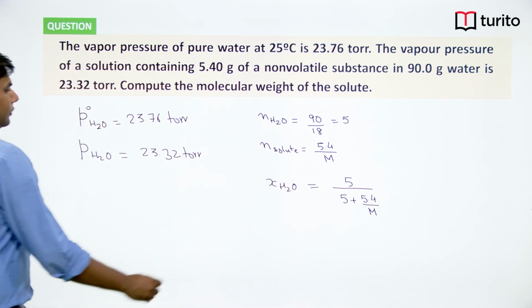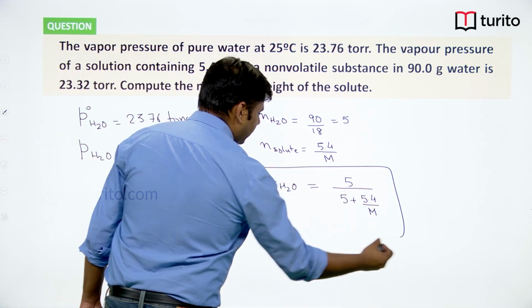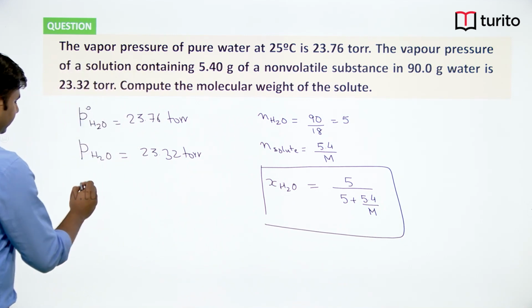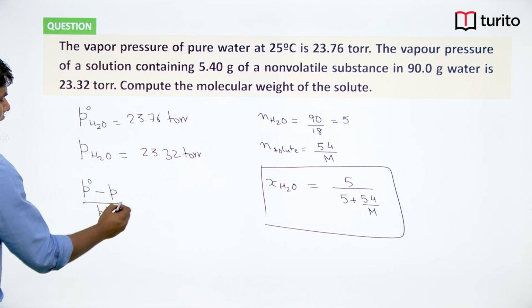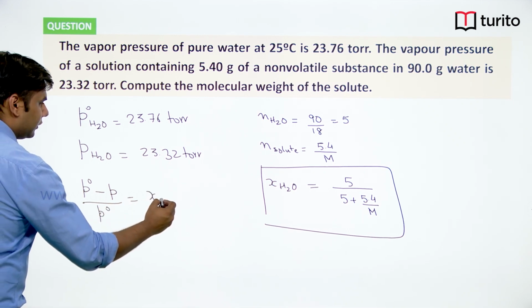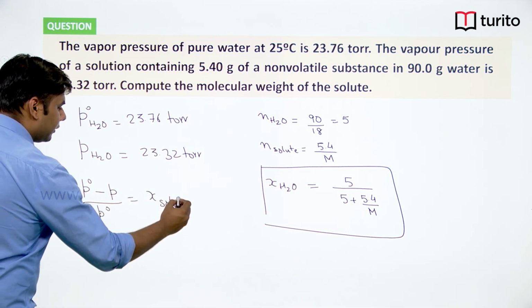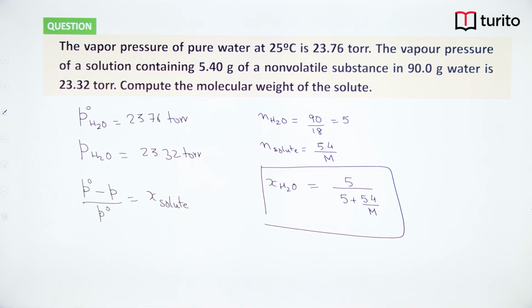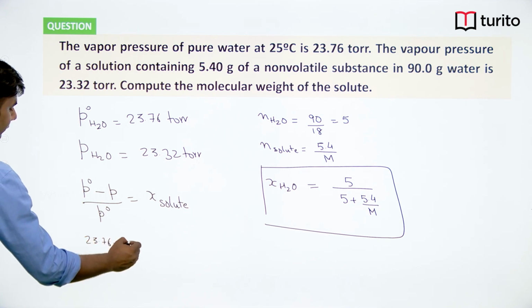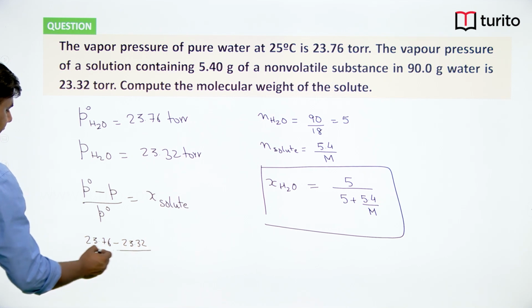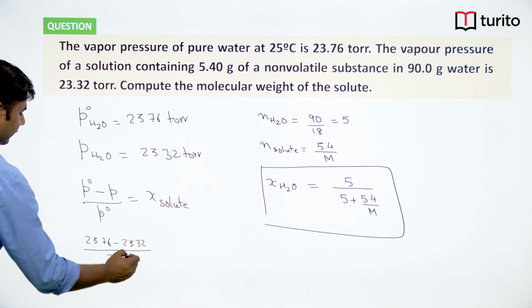Okay, so this we got. Now we know that (P naught minus P) upon P naught was equal to the mole fraction of solute. Hope you have understood this. So P naught over here is 23.76, minus 23.32, divided by 23.76.